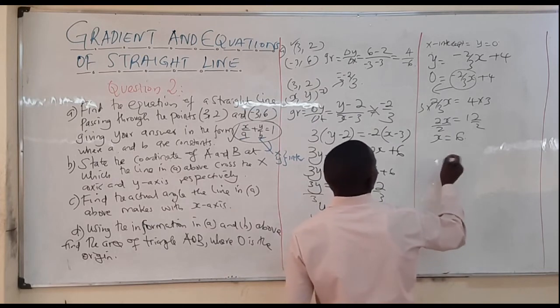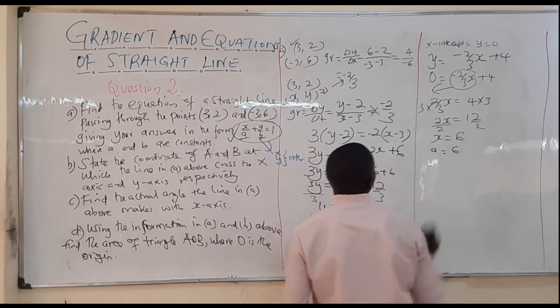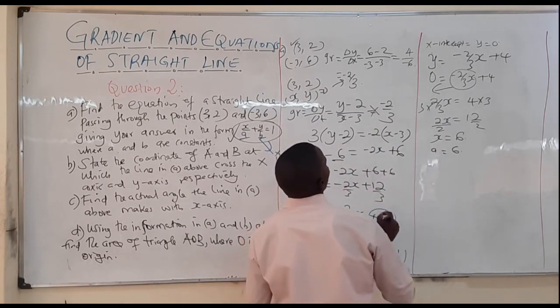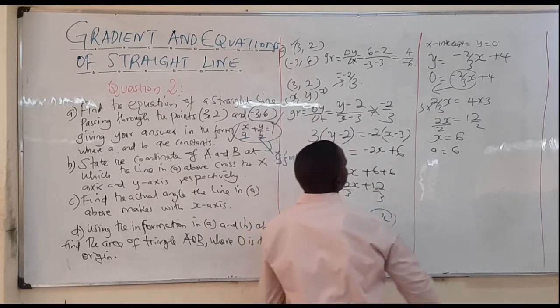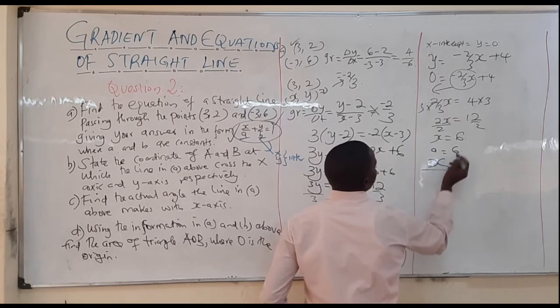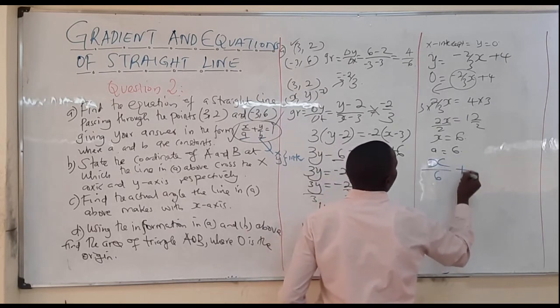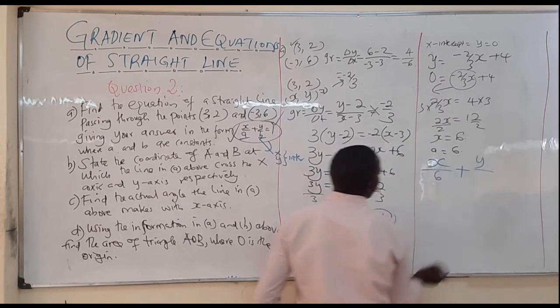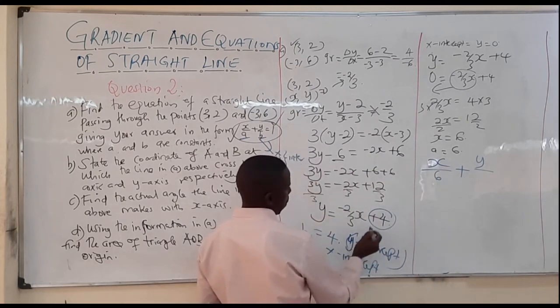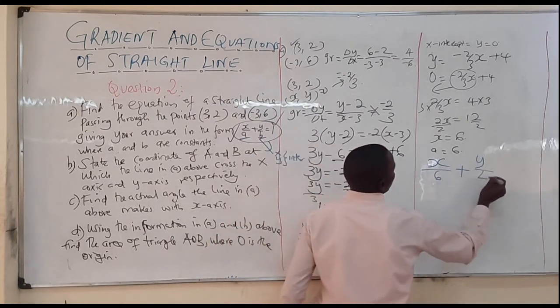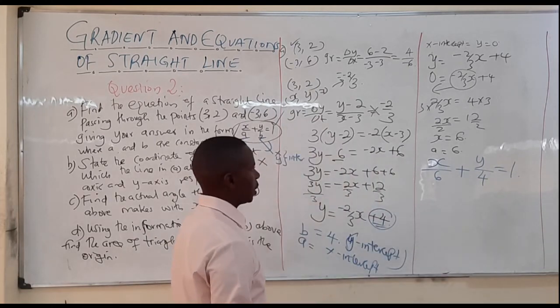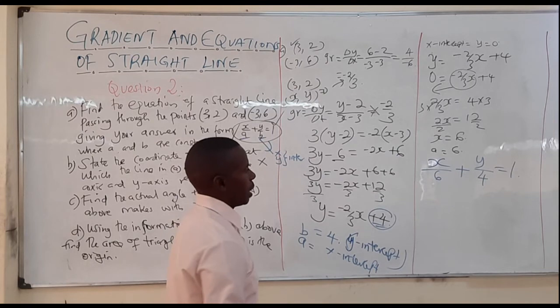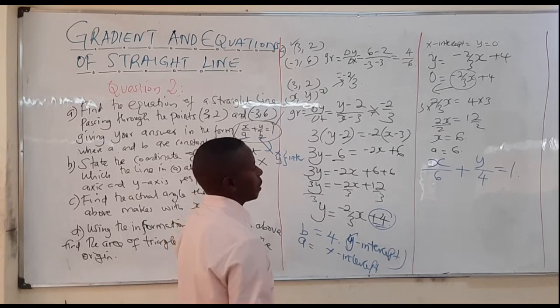And now the value of a is equal to 6, meaning that our equation of this form is going to be x over a, which is 6, plus y over b. Our b, the y-intercept, is 4, equals 1. So that is the answer to part A: x over 6 plus y over 4 equals 1.